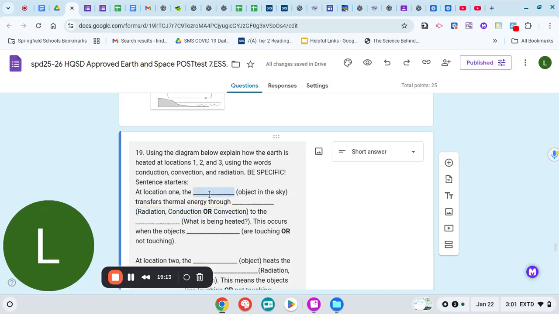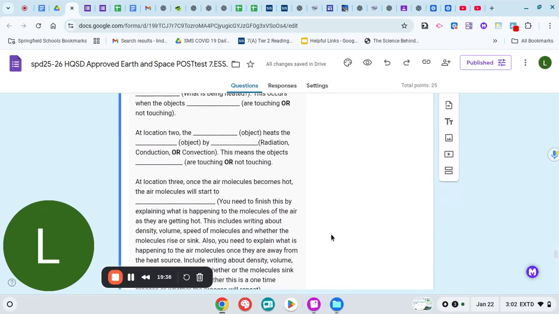So where is the sun transferring the heat to? That's what you're putting there. This occurs when the objects, and again you're going to delete all this, and it should say either the objects are touching or the objects are not touching. One or the other. Then the next part should say, at location 2, the blank, so you have to tell me what the next object is, heats the blank, so the second object, by, and again you're telling me whether it's conduction, convection, or radiation. This means the objects are, again, you're writing touching or not touching.